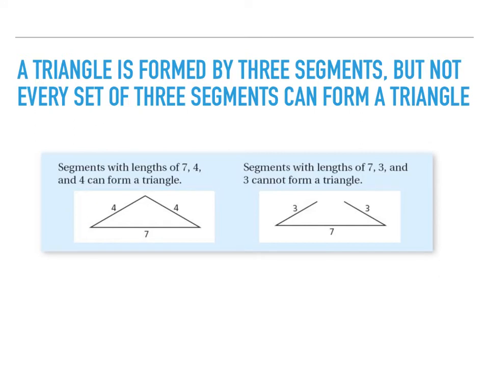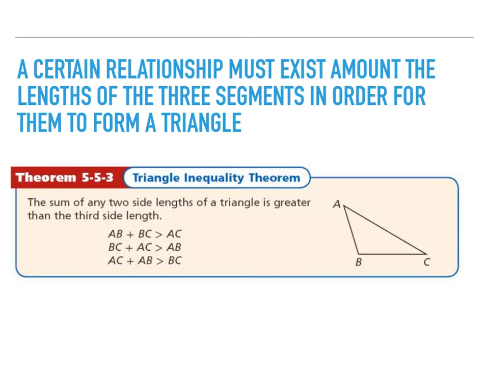Okay, a triangle is formed by 3 segments, but not every set of 3 segments can form a triangle. So segments with the length of 7, 4, and 4 can form a triangle, but segments with the length of 7, 3, and 3 cannot form a triangle. So a certain relationship must exist amongst the lengths of 3 segments in order for them to form a triangle.